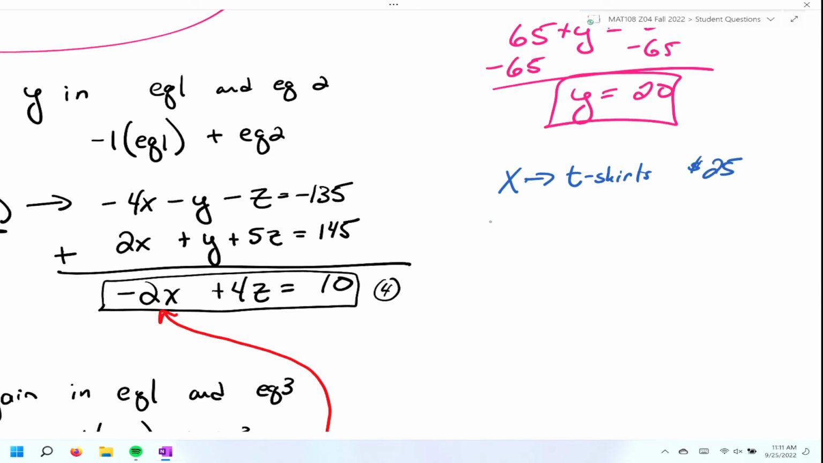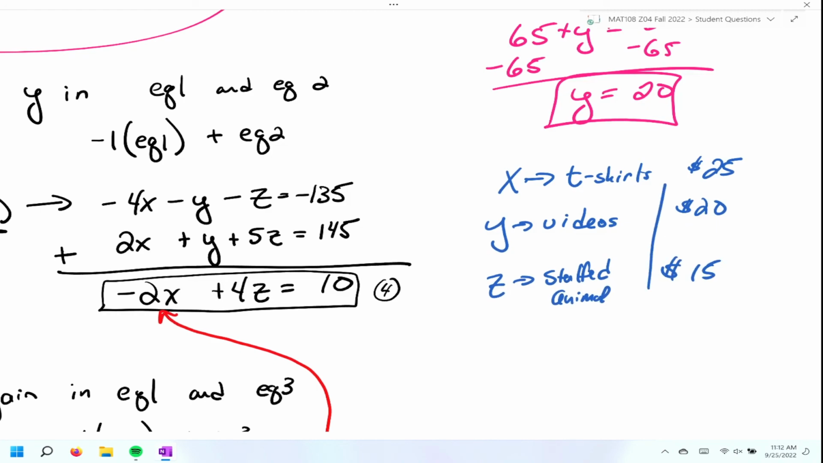Now, we said y were the videos. So the video turned out to be $20 a piece. And then finally, we said z was the stuffed animal. Yeah, stuffed animal. And z turned out to be $15 a piece. All right.